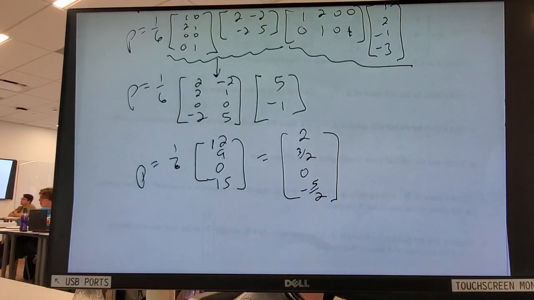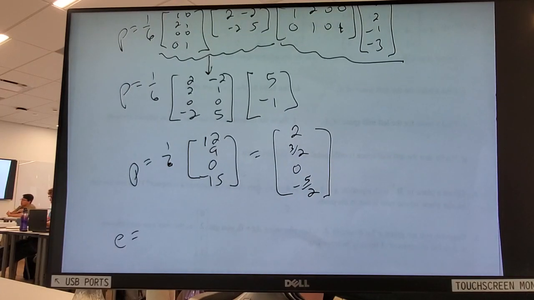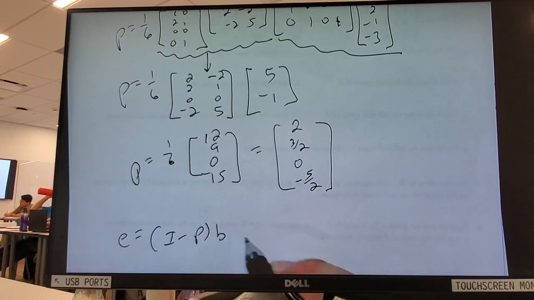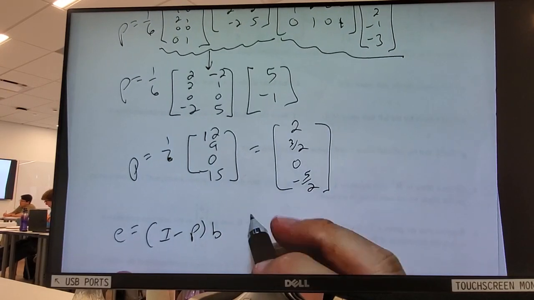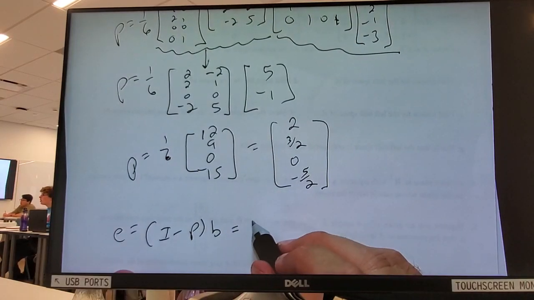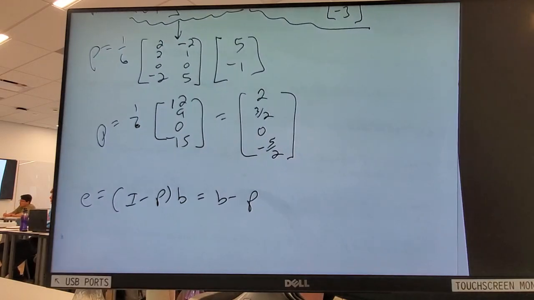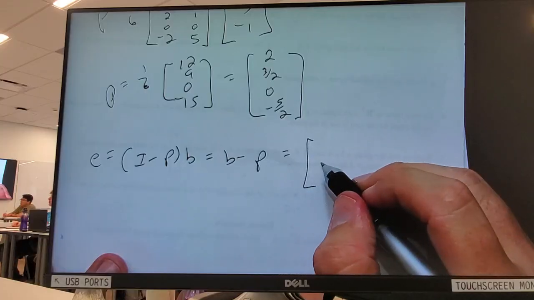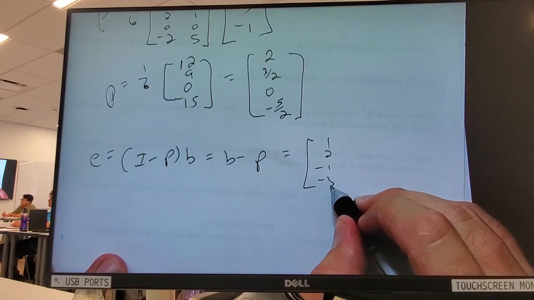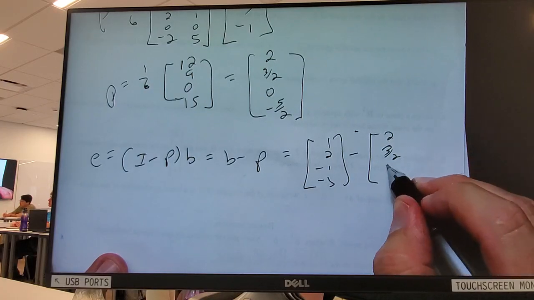How would you figure out the error? I could do this business again, yes? Which again, really is just B minus little p, which is, our B was, where'd it go? 1, 2, -1, -3. And our P is 2, 3 halves, 0, -5 halves.